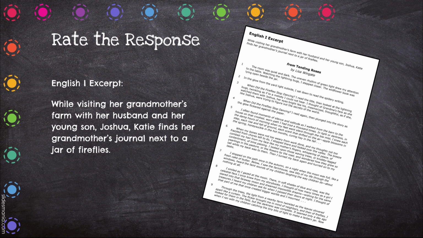Now, as we know, an extended constructed response is based on a passage or passages that you will have read. For our example, we will be reading a selection from Tending Roses by Lisa Wingate. The background information tells us, while visiting her grandmother's farm with her husband and her young son Joshua, Katie finds her grandmother's journal next to a jar of fireflies. Please follow along as the passage is read aloud.